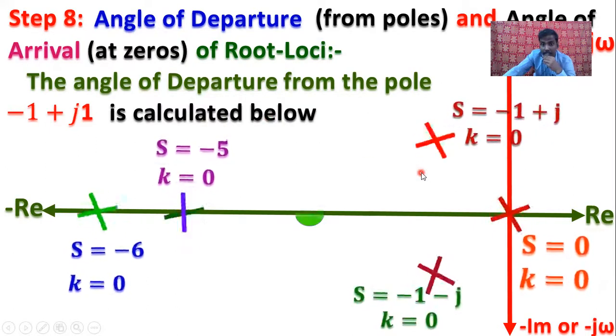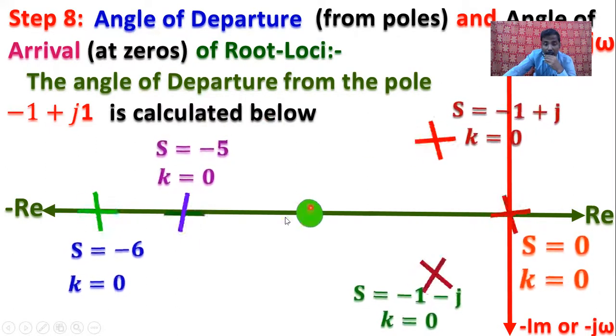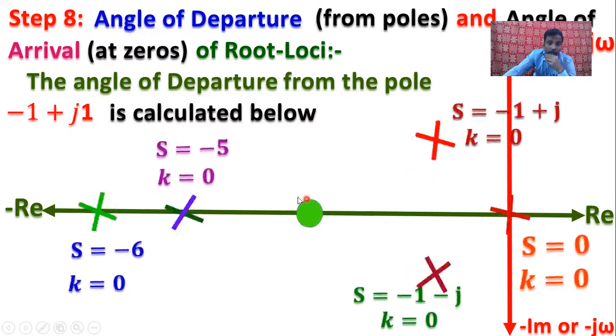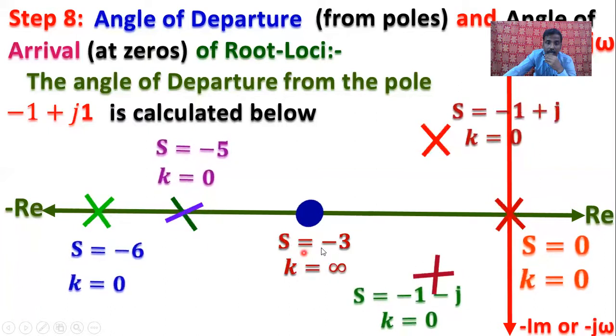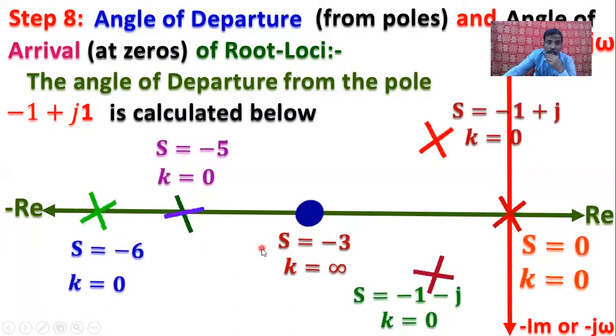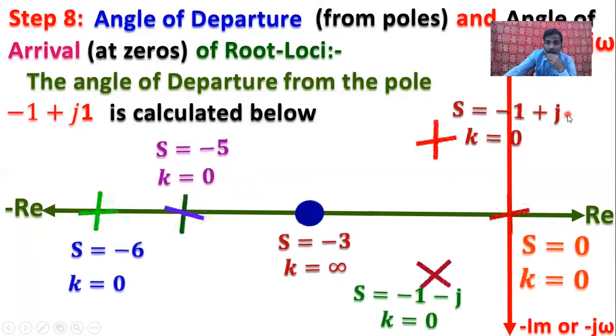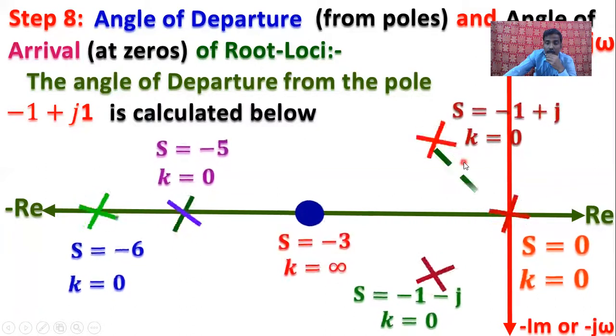What is the angle of departure? And this is another 0 point. Suppose s equals -3, k equals infinity. This is another 0. So calculate the angle of departure with respect to the -1 plus j1 point, where k equals 0 at that point.